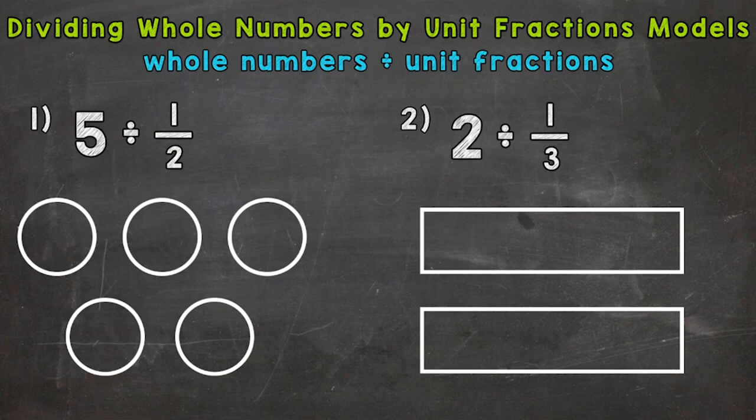So back to number one, 5 divided by a half. So we're starting with 5 wholes. And as you can see, I have 5 whole circles below the problem. So we need to divide each of those wholes in half. Now, you don't have to use circles. You can use any shape. I find circles, squares, or rectangles to be the easiest.